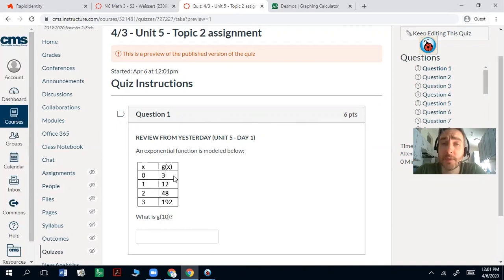So what times 3 is equal to 12? What times 12 is equal to 48? It should be the same number. What times 48 is equal to 192? You should figure out that pattern and move it. It says g of 10, so g of 4 would be whatever 192 is times the number, and so on. Bring it all the way to 10.